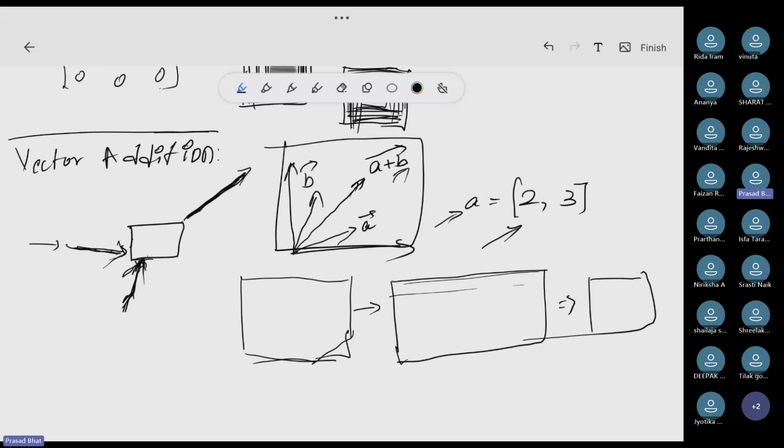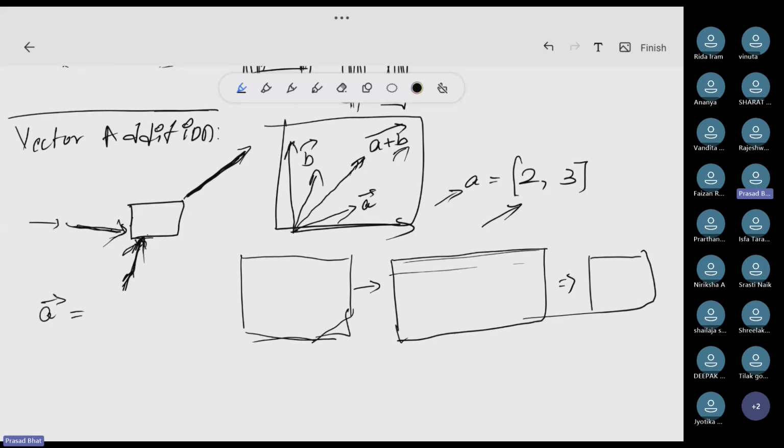If I have a vector something like this, 2, 3, and then I have another vector, say b vector, that is, let's assume 2 comma 2, then how do you add these two? A vector plus b vector is going to be what? 2 plus 2, 4. The individual elements are added together, right?